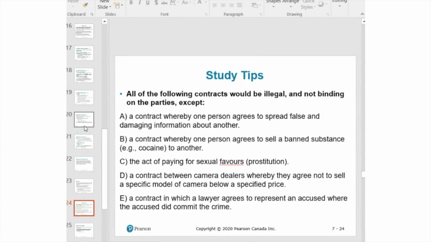Why? Because in E, actually the contract is a legal service contract. It doesn't matter if the accused committed a crime or not. This is related to the prosecution. What matters here for us is the nature of the contract, the object of the contract. And the object of the contract here in letter E is legal service. So yes, E is a legal contract. All other options, A, B, C, and D, they are illegal contracts. They have illegal object matters. Is that clear?